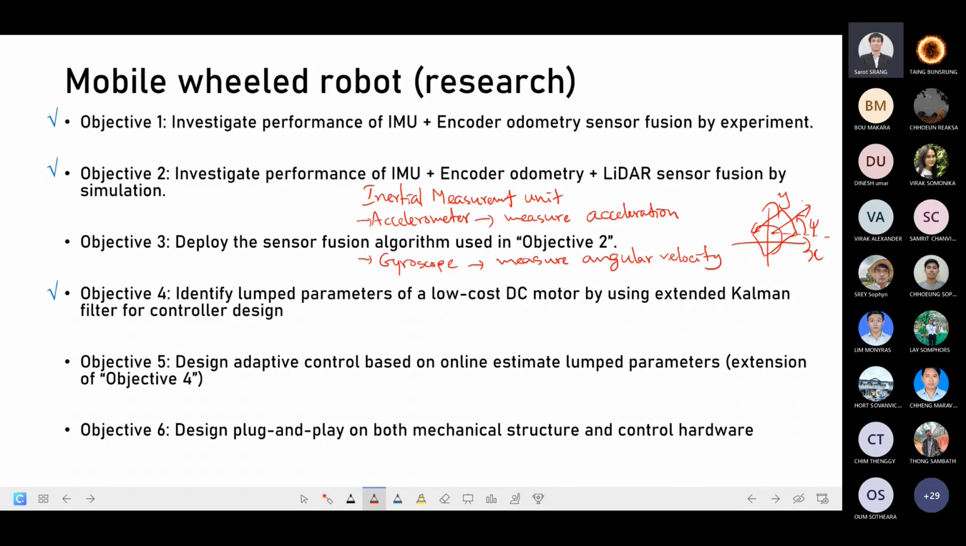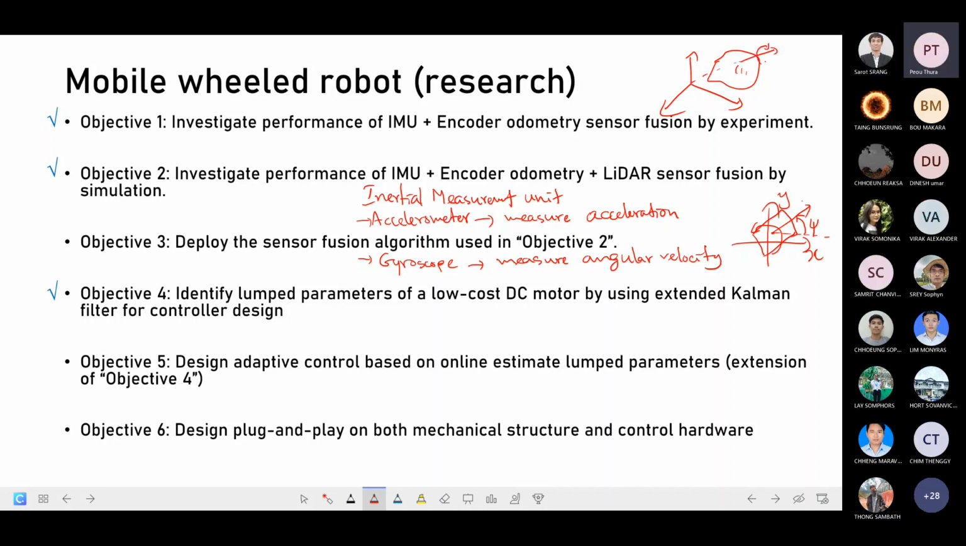But actually a gyroscope can be used to measure angular velocity in space. So we have an object that rotates in space. It can give us the components of angular velocity in space with 3 components like that, X, Y, Z. So this is the meaning of gyroscope.